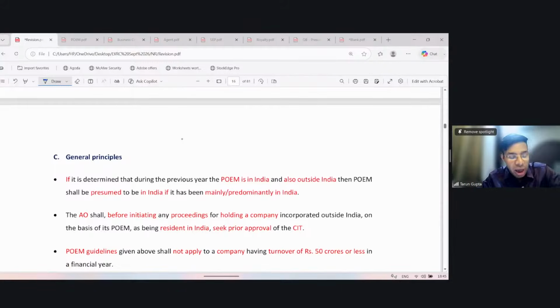Now it says, if it is determined that during the previous year the POEM is in India and also outside India, then POEM shall be presumed to be in India if it has been mainly or predominantly in India. The AO shall, before initiating any proceeding for holding a company incorporated outside India resident in India on the basis of its POEM, seek prior approval of the Commissioner of Income Tax. The AO cannot himself assess a company as resident in India on the basis of POEM. He has to take the approval of the CIT or a collegium of CITs.